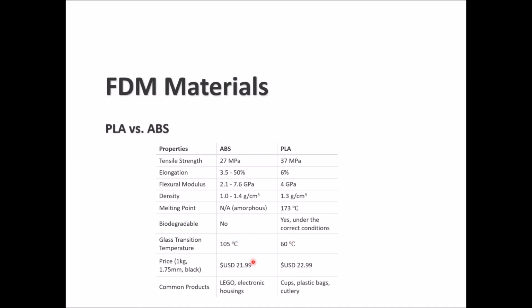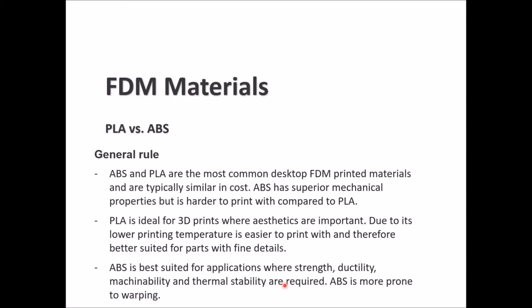For the price, you can see it's almost identical for 1 kilogram of 1.75 millimeter filament. Common products made from ABS are Lego and electronic housings and enclosures. For PLA: cups, plastic bags, and so on. General rules for PLA and ABS: ABS and PLA are very common for desktop FDM printed material. They are almost similar in cost, as we mentioned.